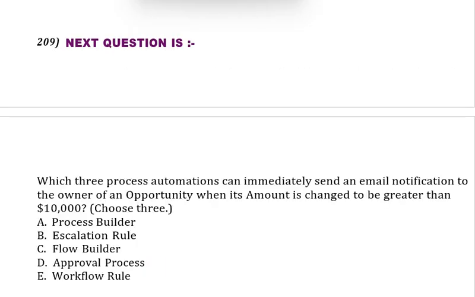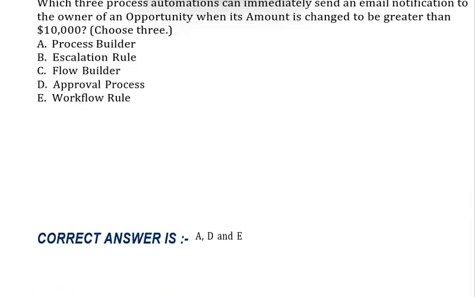Question: which three process automations can immediately send an email notification to the owner of an opportunity when its amount is changed to be greater than $10,000? Choose three options. Option A, Process Builder. Option B, escalation rule. Option C, Flow Builder. Option D, approval process. Option E, workflow rule. Correct answer is option A, D and option E.